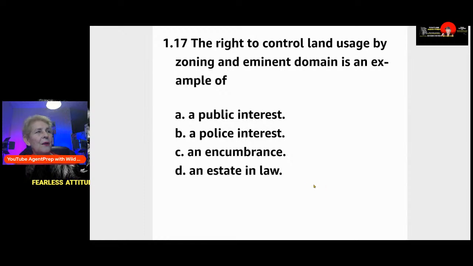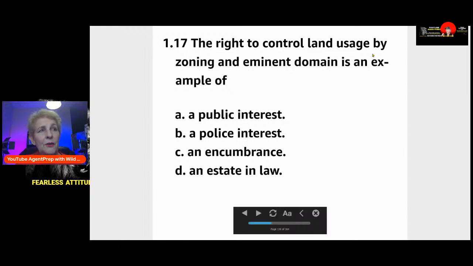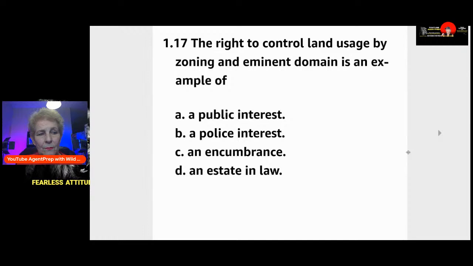It doesn't always work. All right, number 17. The right to control land usage by zoning and eminent domain is an example of A, public interest, B, police interest, C, an encumbrance, or D, an estate in law. The right to control land usage by zoning and eminent domain is an example of... So type your answer in the chat.